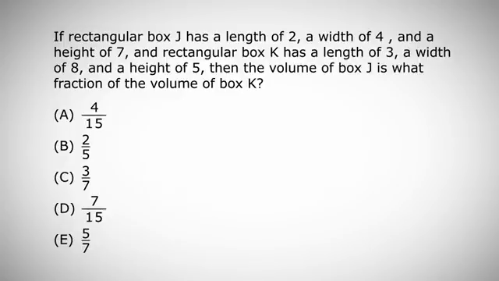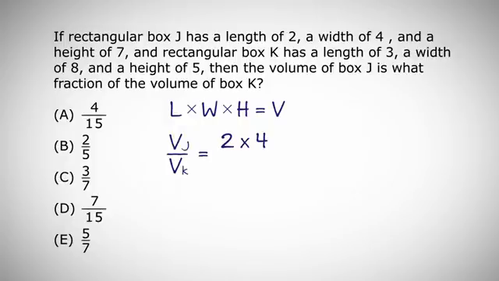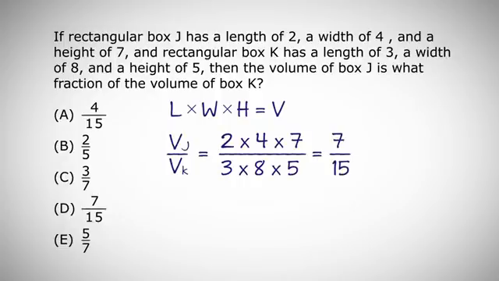Well, again, we know that the volume is just length times width times height. So for the volume of J, it's going to be 2 times 4 times 7. And for the volume of K, it's going to be 3 times 8 times 5. Now simplify before you do all the multiplication. We can cancel out the 2 and 4 in the numerator using the 8 in the denominator. So all we really have is 7 over 15. And our final answer choice is D.